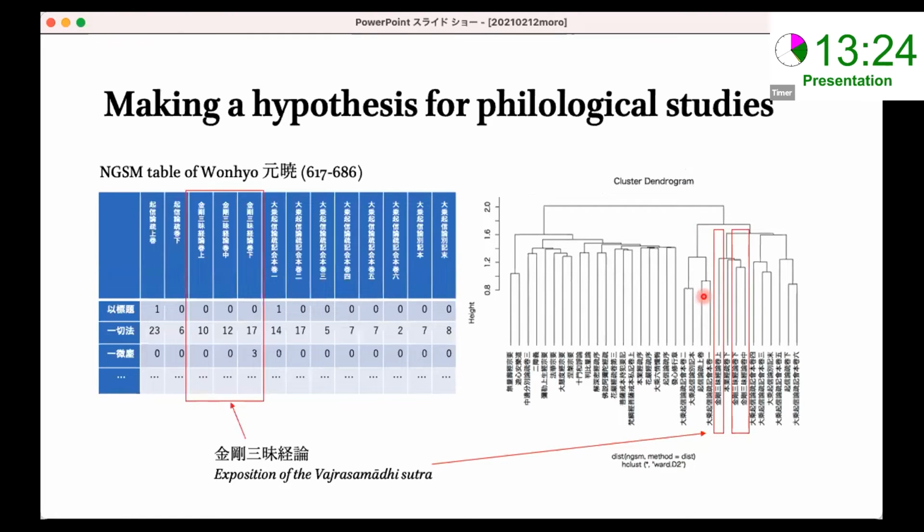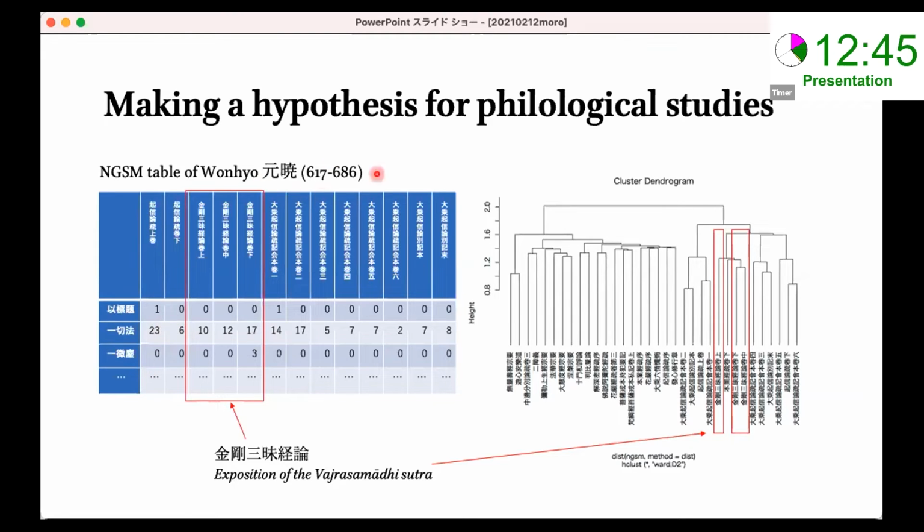For an example of making hypotheses, I would like to share my n-gram analysis and comparison of text of Wonyo. Wonyo is one of the most famous scholars of ancient Korean Silla Buddhism. I analyzed all of the texts written by Wonyo or attributed to Wonyo using a 3-gram, trigram, and considered the frequencies of the 3-grams as a vector for each text.